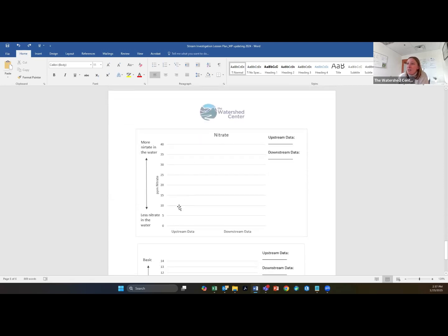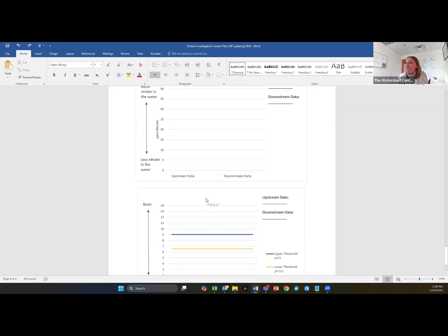Next, we have nitrate, which also does not have an associated exact threshold. But if you started to get into this higher range on the y-axis, that might be a cause for concern. And this is also in parts per million units. And so here, on the y-axis, we'd have more nitrate in the water versus less nitrate. And then we'd fill in our upstream data versus downstream data, draw a bar over the associated location.